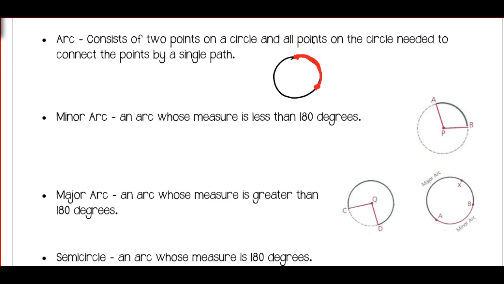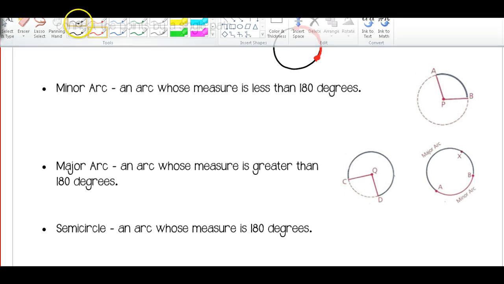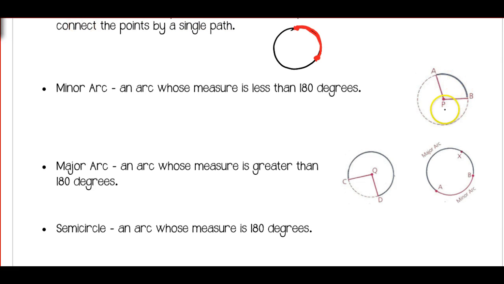So we're going to talk about three types of arcs. We're going to talk about a minor arc whose measure is less than 180. So notice arc AB here is less than 180. And recall that the symbol for arc, when we're doing it in symbol form, is that curvy shape on top. And then a major arc is an arc whose measure is greater than 180 degrees.